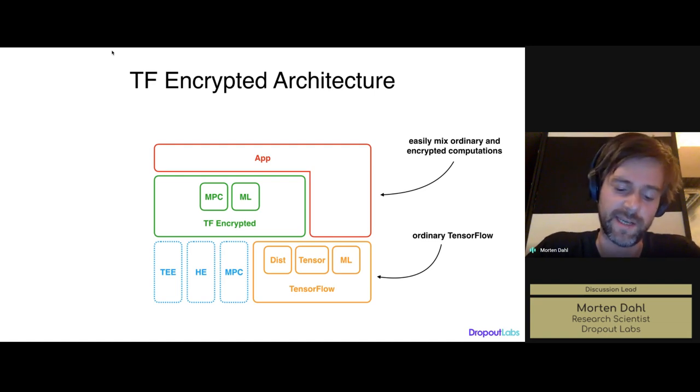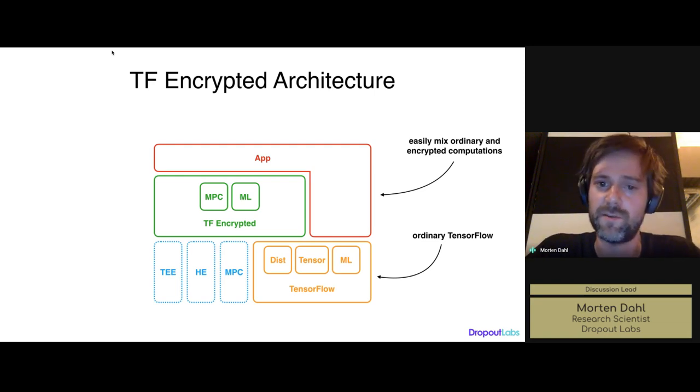The idea here is that if you try to move everything into the encrypted space directly, it might be very expensive. So if you can find a mix between which part of my process I want to do in the encrypted space, and which one I can do maybe locally on some devices using ordinary TensorFlow, then you're going to get much better results in terms of performance. And having this mix is really key, we think, to adopting these technologies.